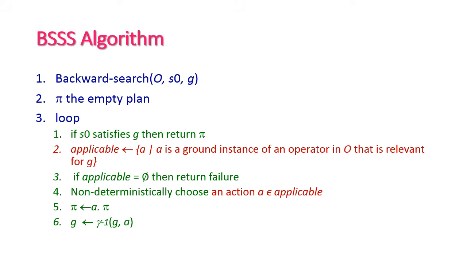If S naught satisfies G, then return pi. That is, if the initial state is equal to the goal state, then we can return the pi. Otherwise, we have to select the applicable action A. A is a ground instance of an operator O that is relevant for G. If no applicable action is found, then return failure. Otherwise, we choose the applicable action, and that action is entered into the pi. Then after executing that action, the new state will become the current goal state. Then the loop will be repeated.